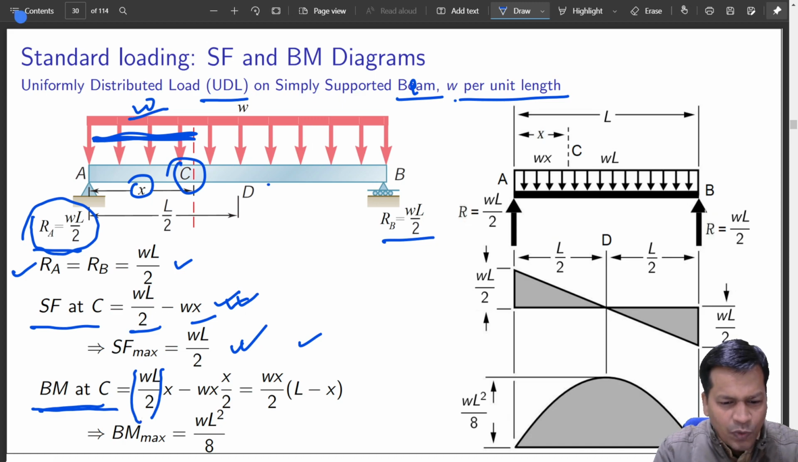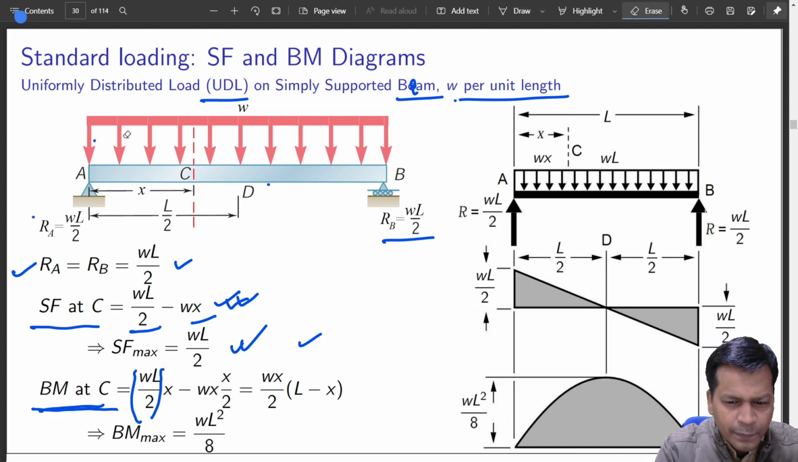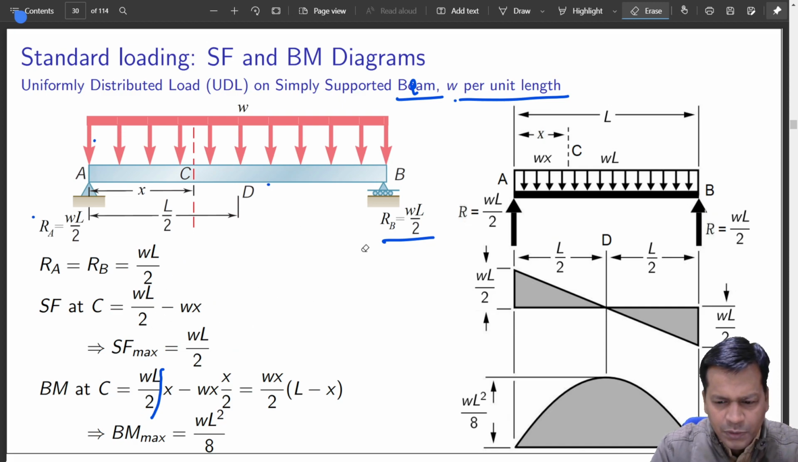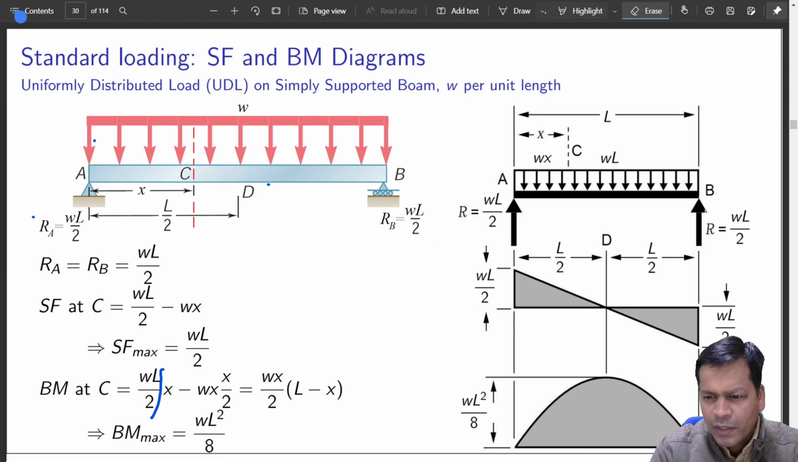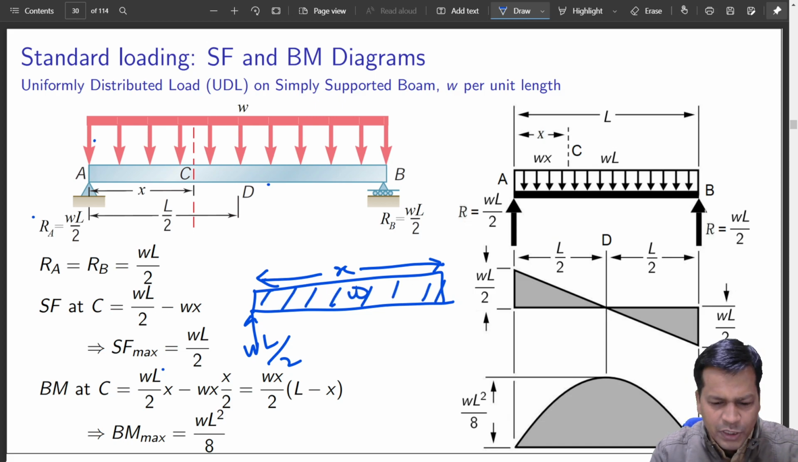Let me just wipe it off and show how you can extract it using our older method. So how can this one be extracted? This was your beam. This end has got WL by 2. You are interested at a distance x, x is this point. Total load from here to here should be small w x.